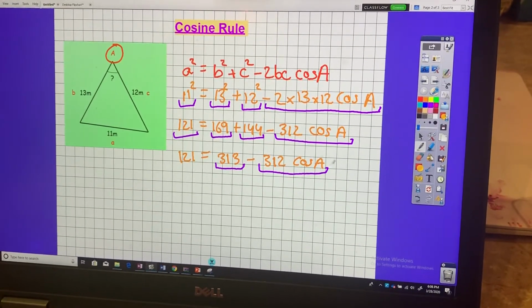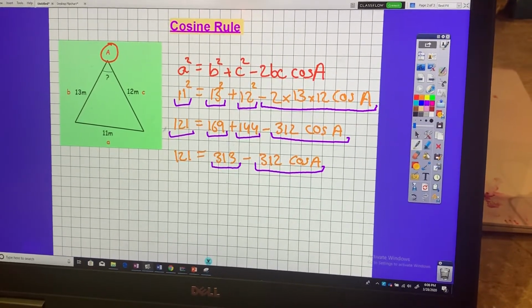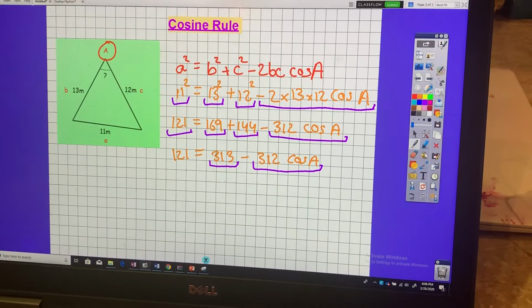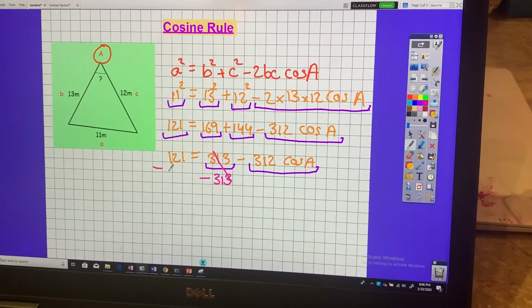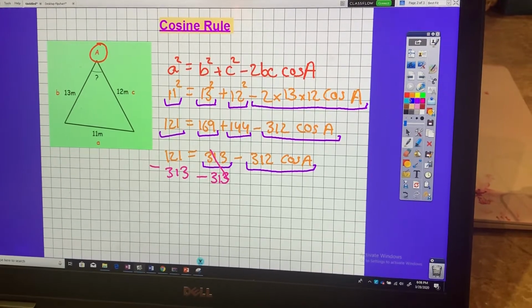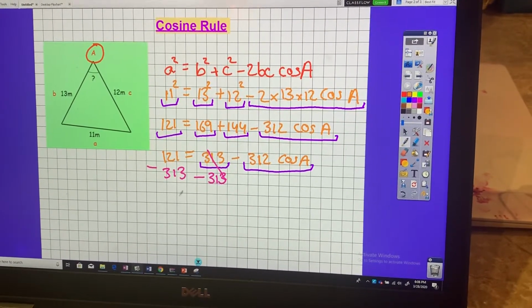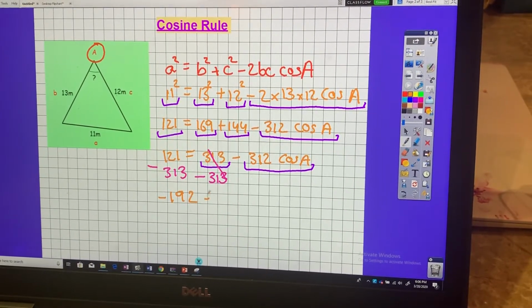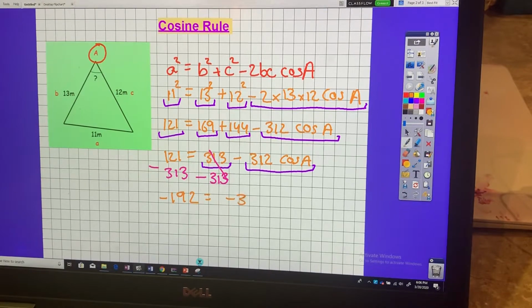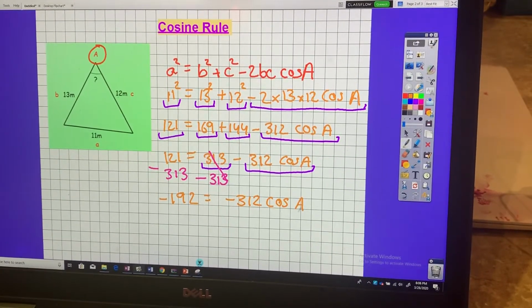Anyone know what we should do? Because I want to get A on its own. That's what I'm trying to find out. Right, so I'm going to get rid of 313 by taking it away from both ends. So 121 minus 313 in your calculator, negative 192 is equal to negative 312 cos A.